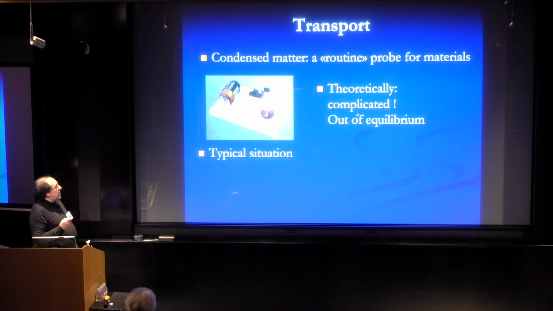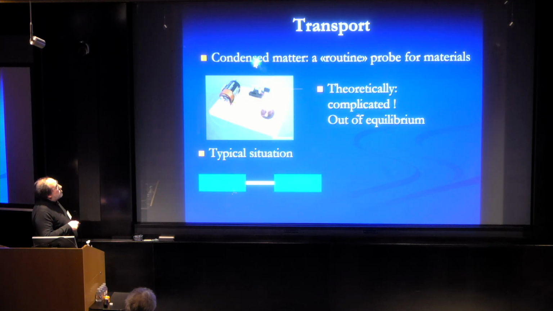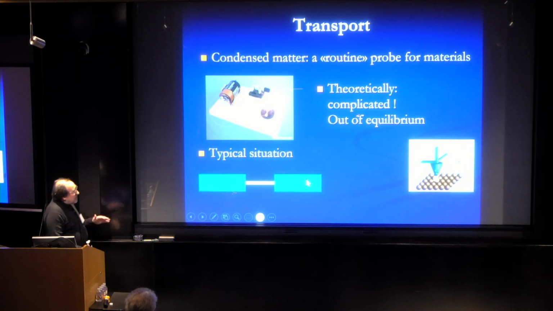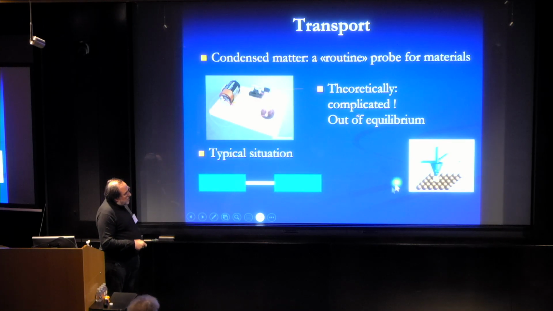And the typical situation that corresponds to transport is what I drew here, where you get one reservoir, the system of interest, and the second reservoir. And usually you put an imbalance in chemical potential, in temperature, in spin, in whatever, and measure the corresponding transport coefficient. Sometimes, actually, one of the reservoirs is the system that you want to study.